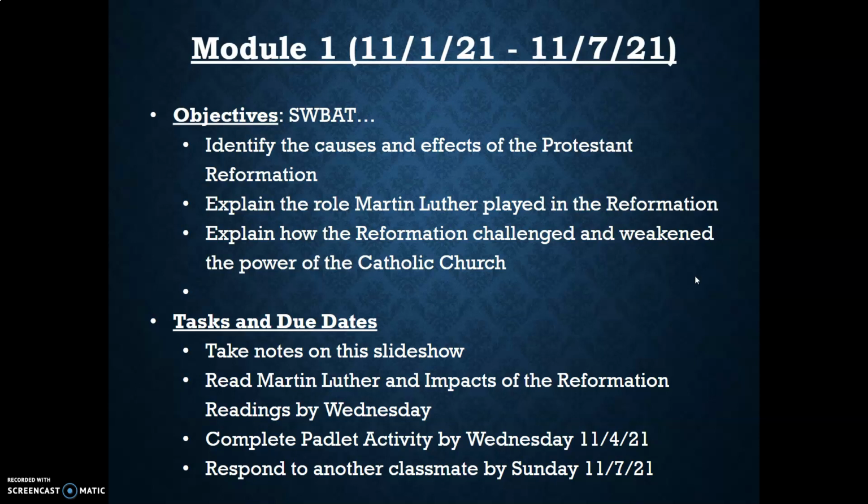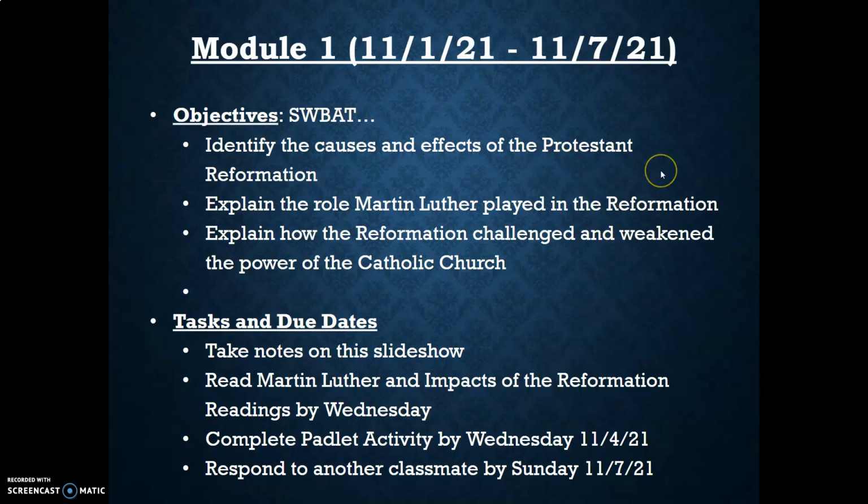So I'm just going to roll through essentially our topics, some of our objectives, and then I'm going to get into a lecture until finally wrapping up with tasks and due dates. So pretty much this is going to provide an overview of Module 1. So you want to make sure that this is everything for the week of November 1st through November 7th. So with that, let's go ahead and get started.